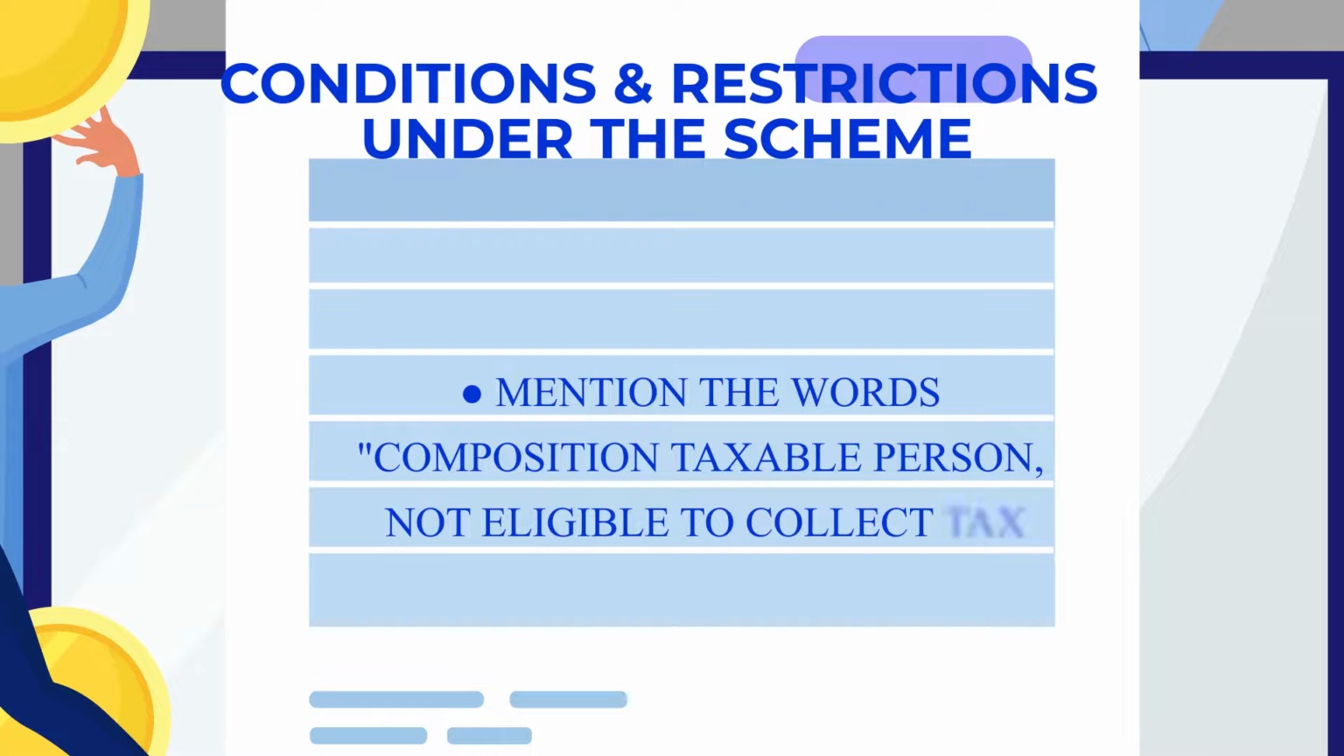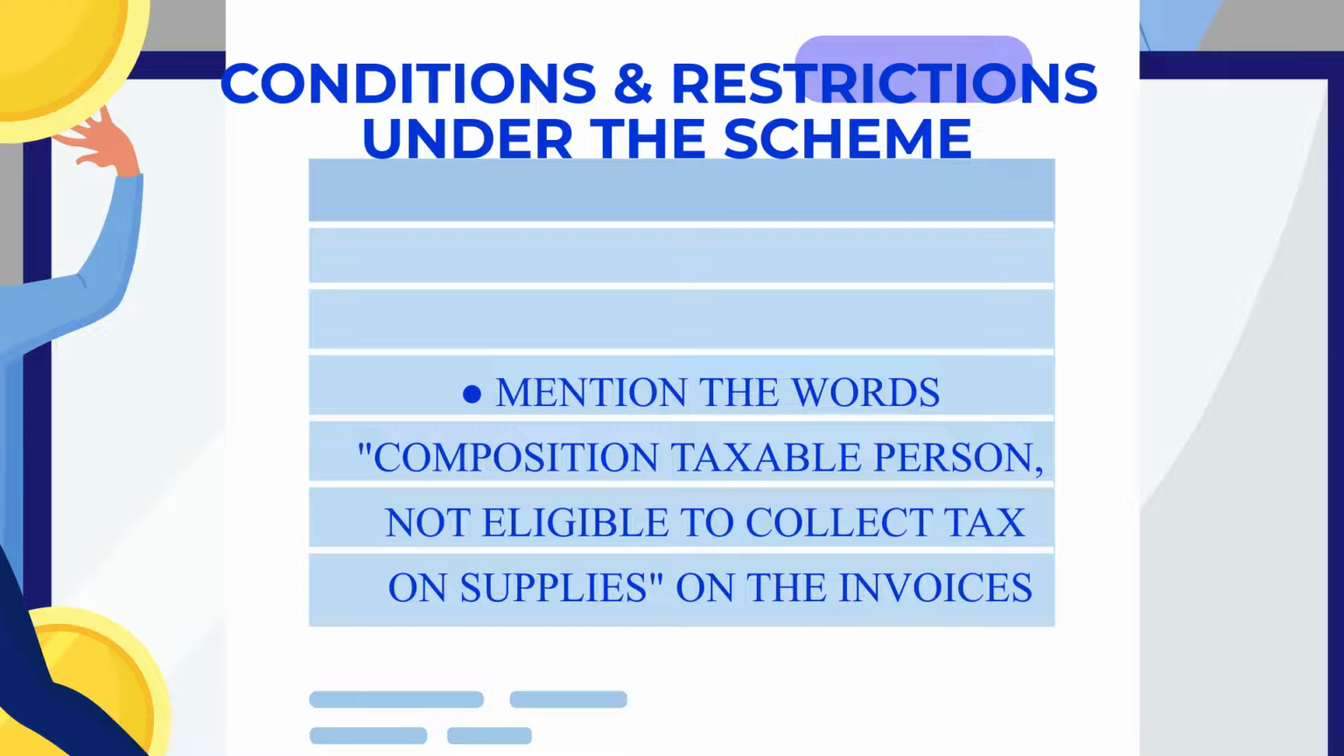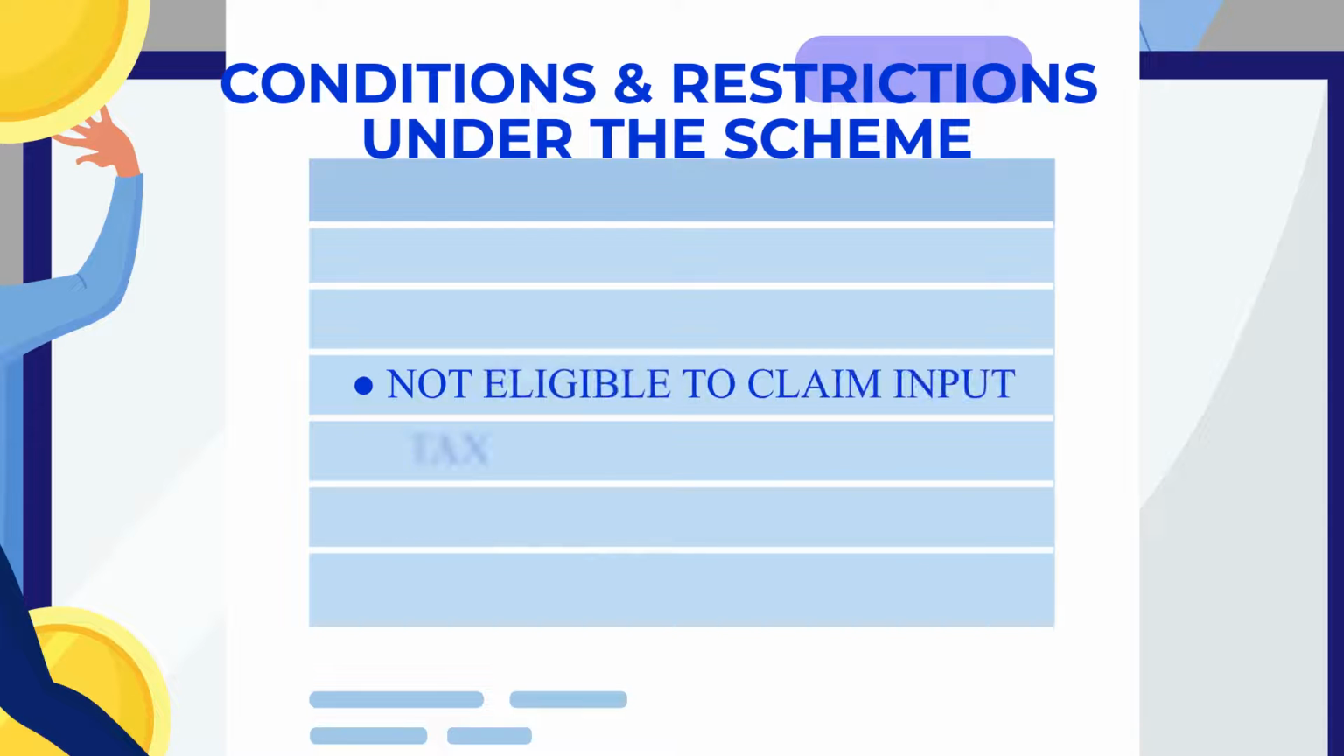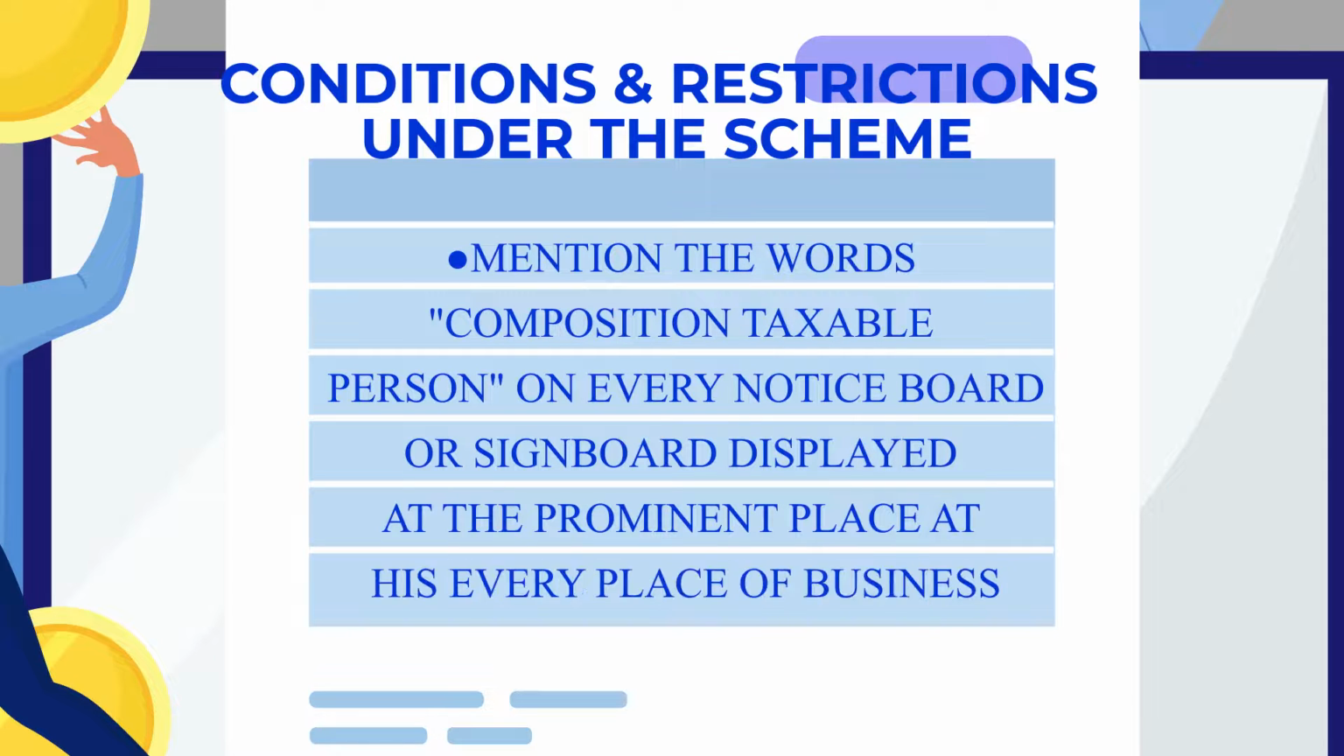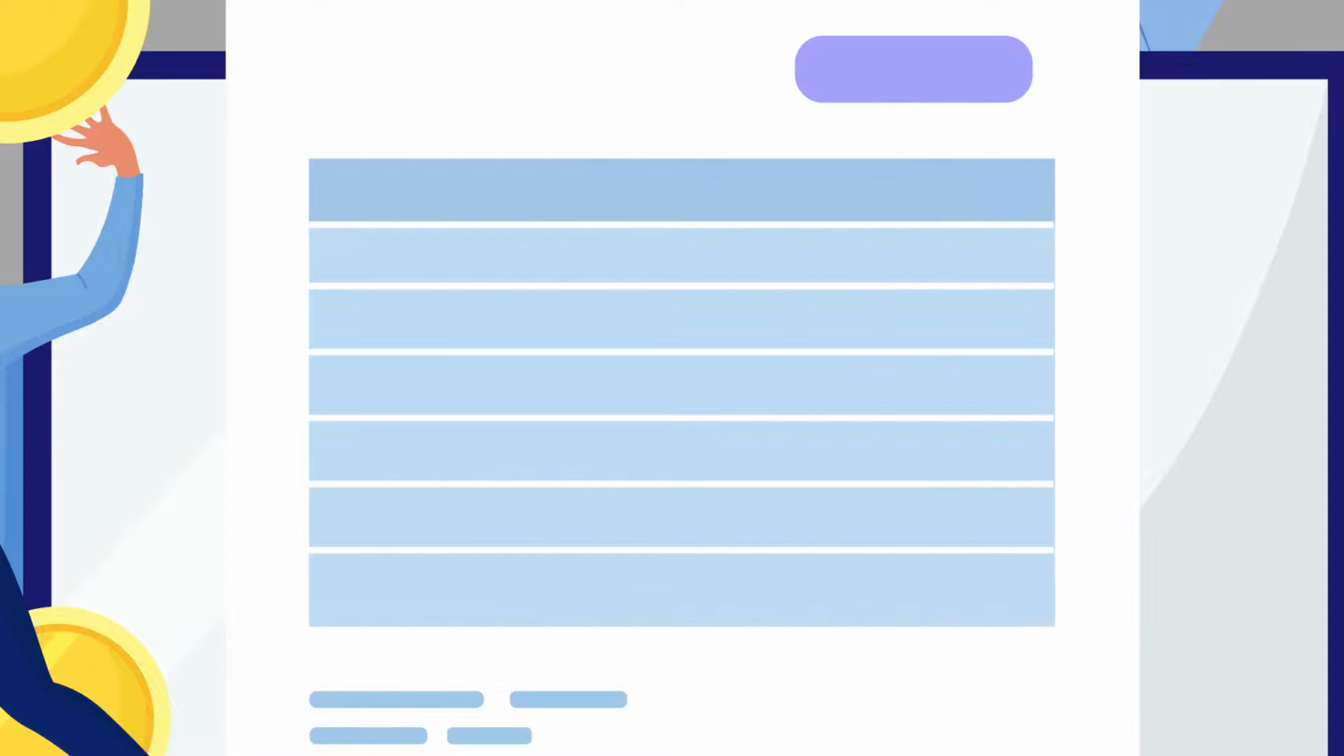He has to mention the words "composition taxable person, not eligible to collect tax on supplies" at the top of every bill of supply issued by him. Such taxable person is not eligible to claim input tax credit of purchases. He needs to mention the words "composition taxable person" on every notice board or signboard displayed at prominent places at his every place of business.